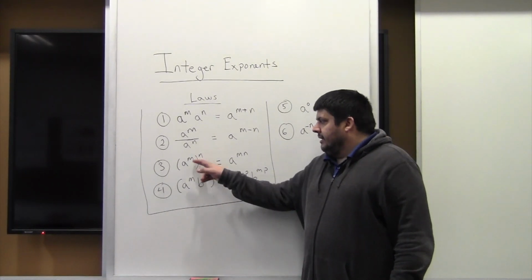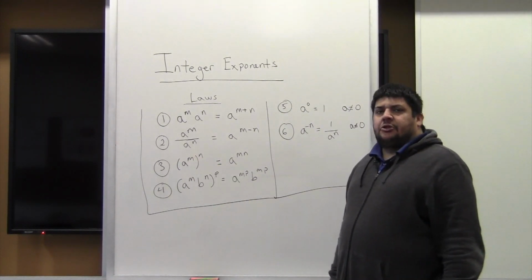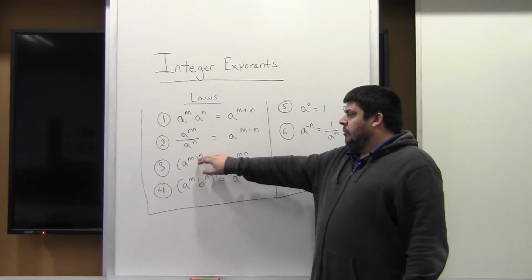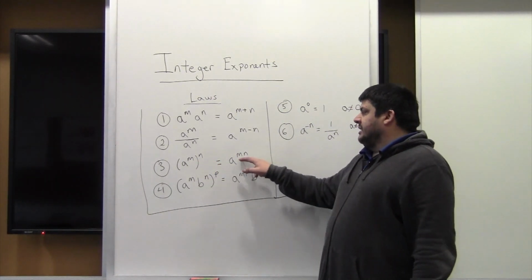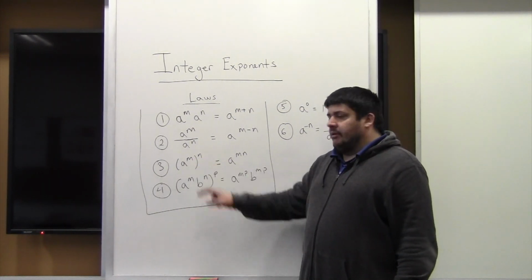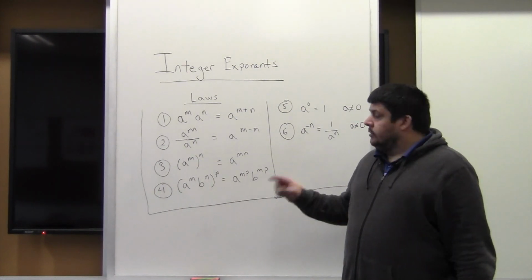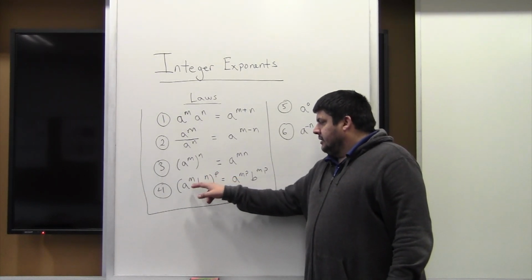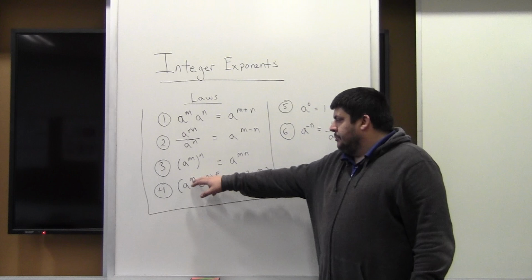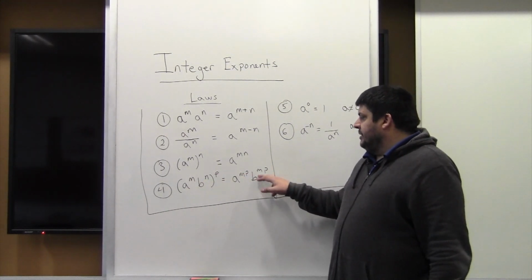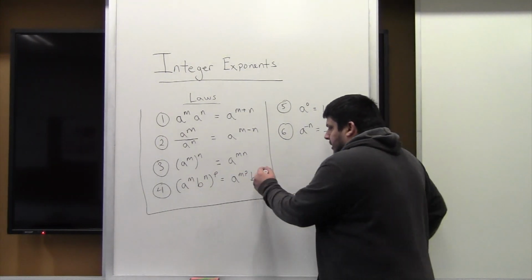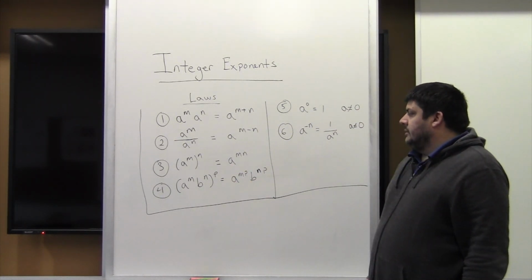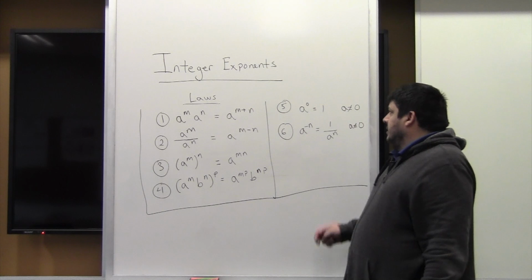Law three: if I have an exponential raised to a power, then I can simply multiply the two exponents together. We've seen that one. Fourth one, we've seen this one. We can distribute this in. So this becomes a to the m times p, and this becomes b to the n times p. That's number four. We saw that one last time.